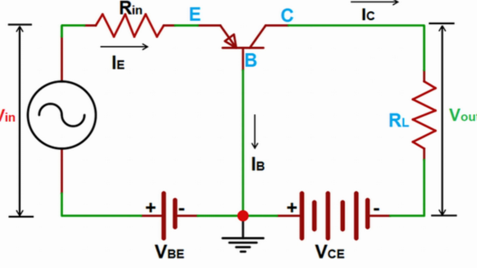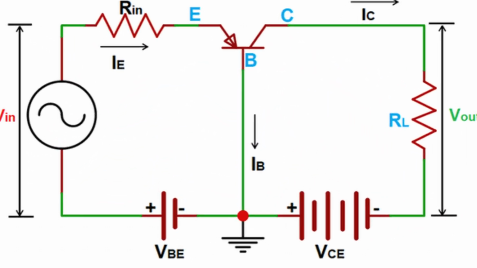The common base configuration is also called the grounded base configuration, where the base of the BJT is connected as a common between both the input and output signal. The input to the BJT is applied across the base and emitter terminals, and the output from the BJT is obtained across the base and collector terminal.